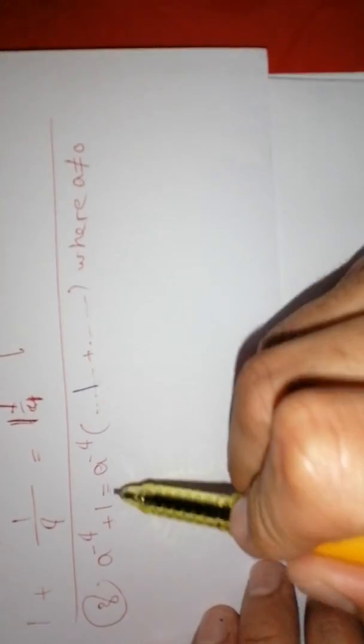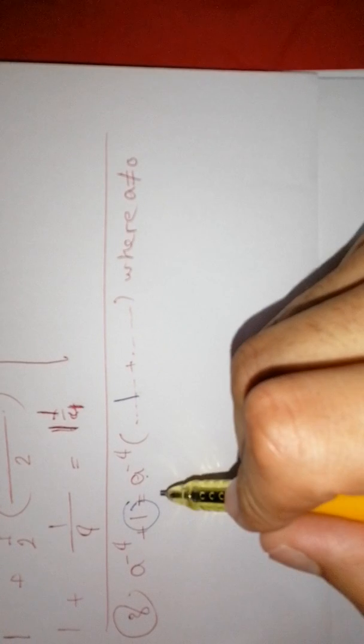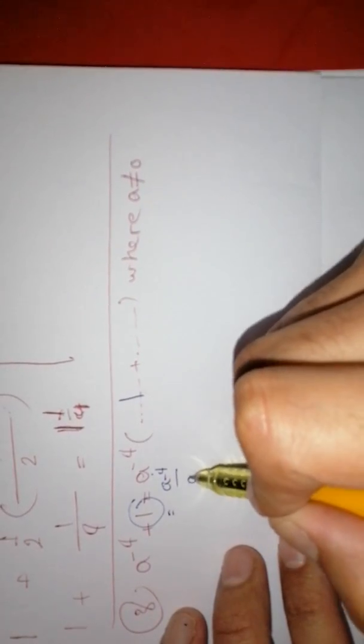Let's move to number 3, which says a power negative 4 plus 1, which is equal to a power negative 4 outside the brackets, and inside a bracket which is dots plus dots. How can we find the value of dots? To find the value of dots, we have taken a power negative 4 as a common factor outside the brackets. So inside the brackets we have 1, because 1 times a power negative 4 is a power negative 4. And then what about 1? We can write 1 as a power negative 4 divided by a power negative 4.